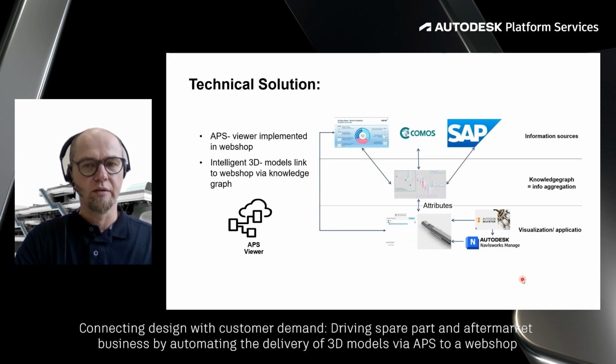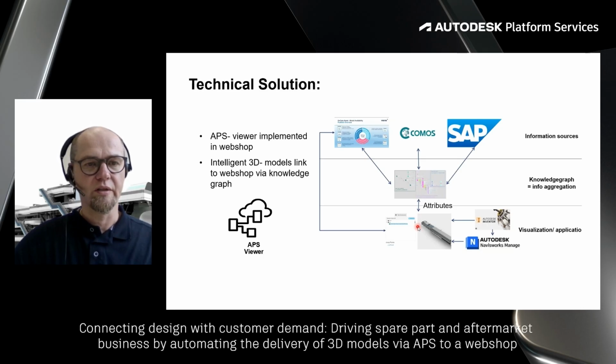How did we realize this approach? The APS viewer, as you have seen, is the visualization tool. And the 3D data come either from Inventor or via Navisworks. The APS viewer is connected via a knowledge graph with relevant sources like our e-business platforms, COMOS or SAP, and aggregates the information to make it clickable in the viewer.